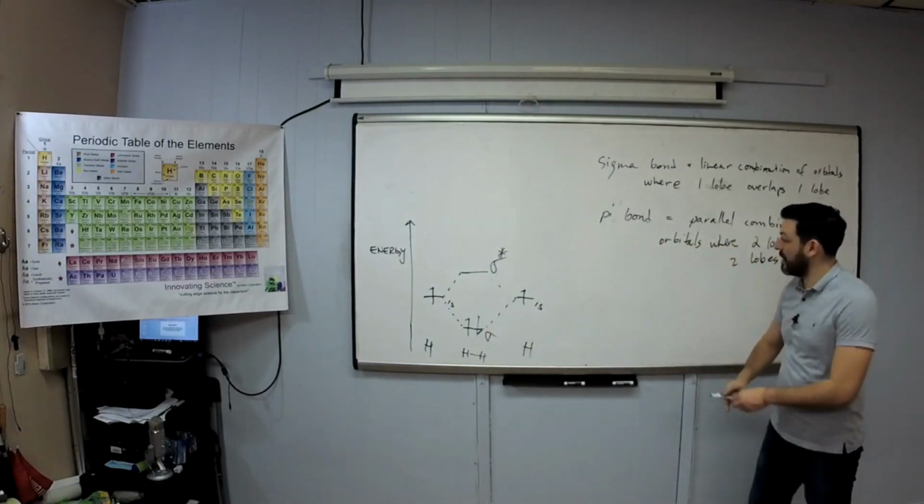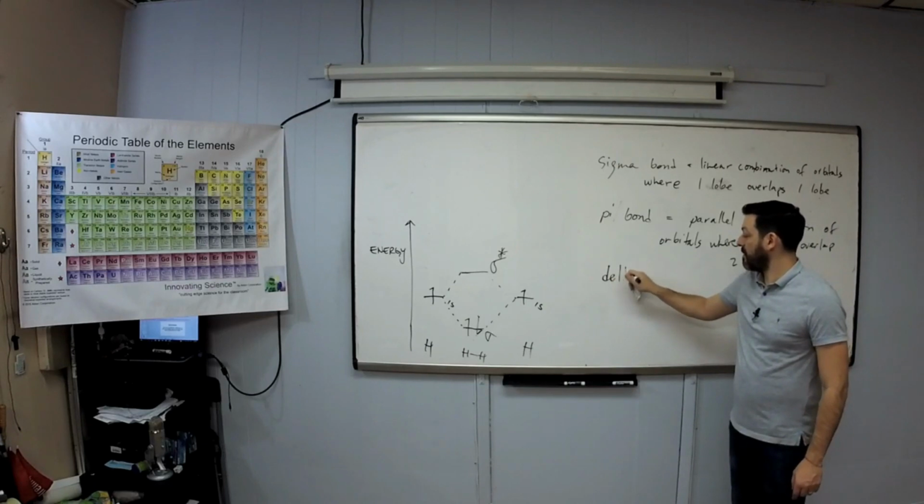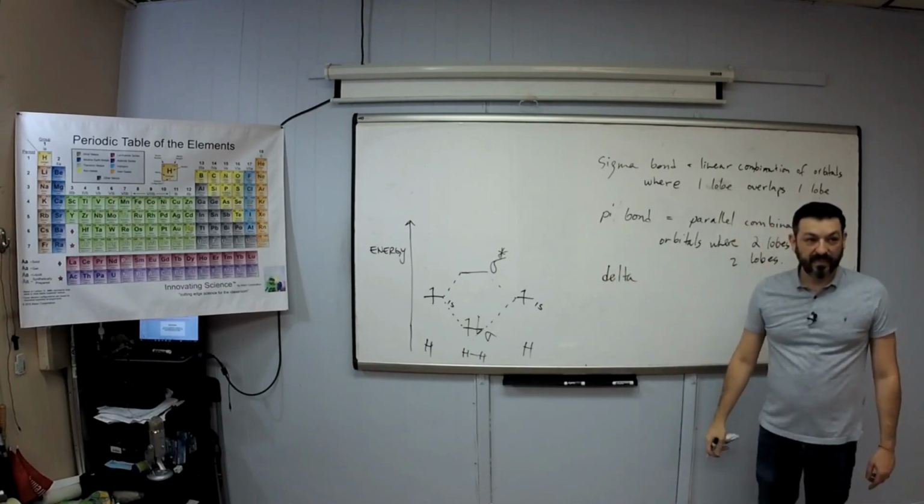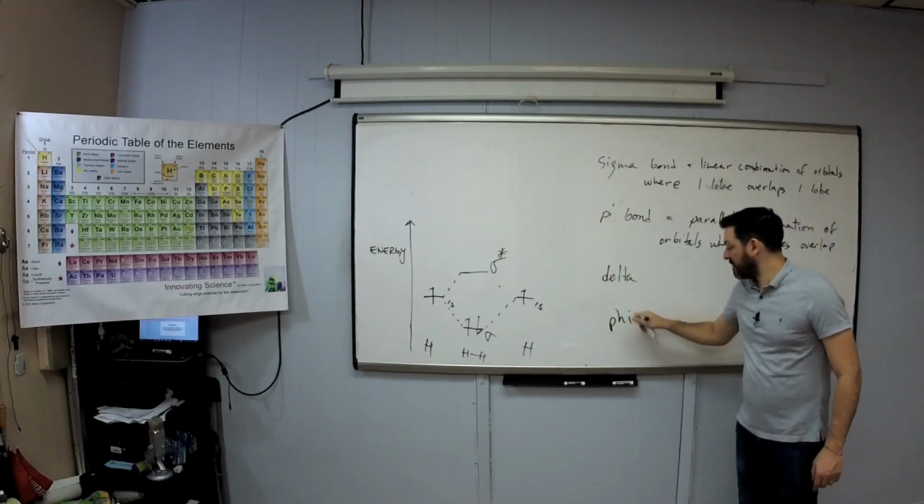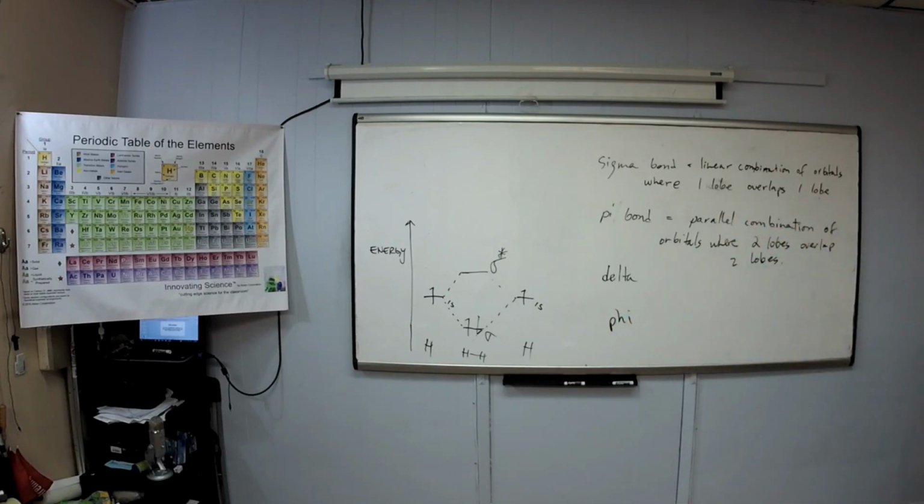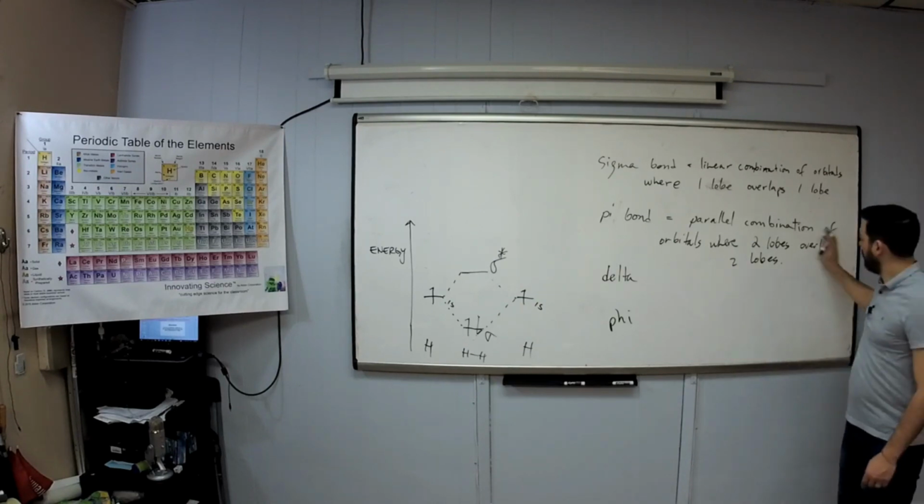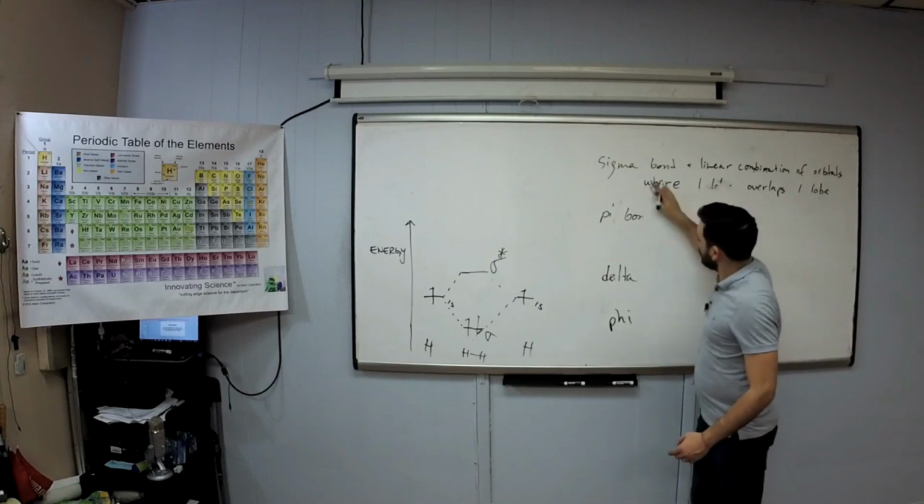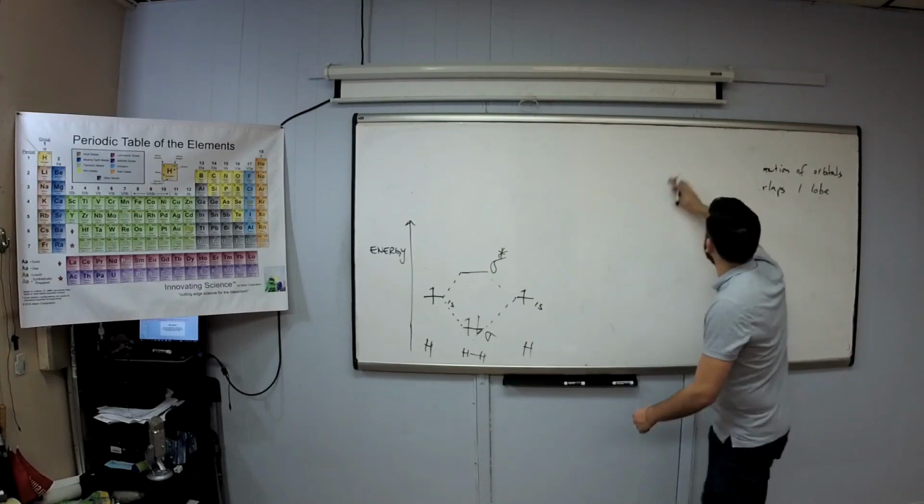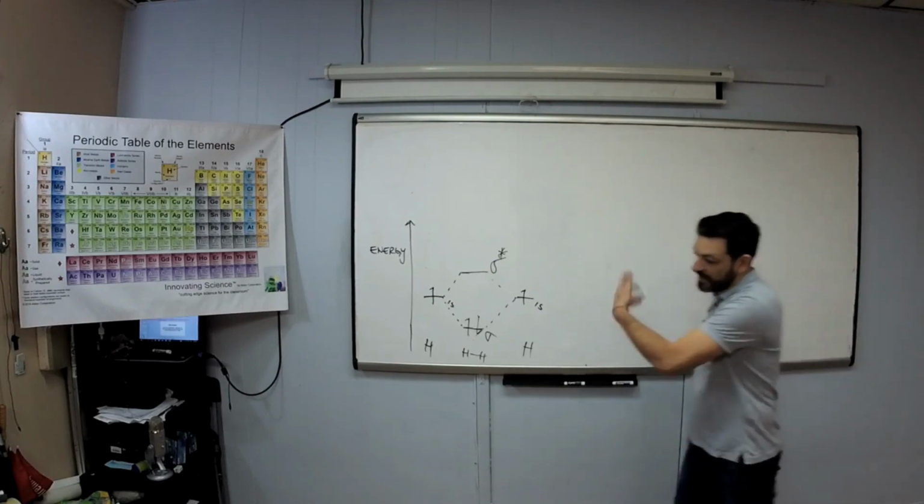There's other bonds as well. There's delta, and there's phi. Sigma, S; pi, P; delta, D; phi, F. S, P, D, F. I'm not going to draw their definition. I'm just going to point something out on how these orbital shapes look before we continue on this mission.